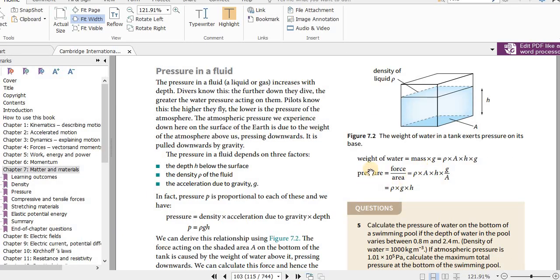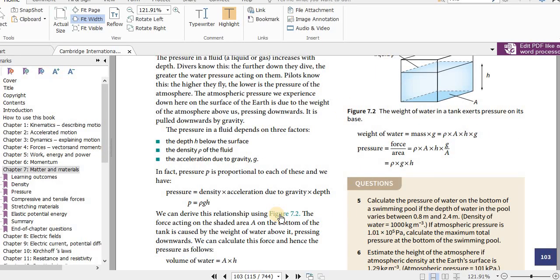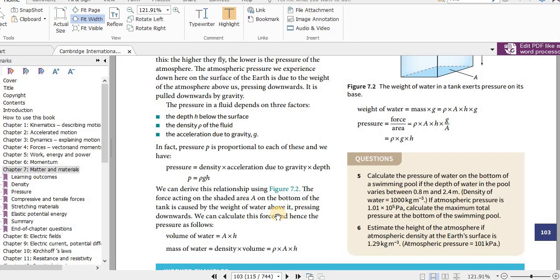Then we have the equation for pressure in a fluid. A fluid is something that can flow, like a liquid or a gas. All liquids and gases are fluids. There is an exception: even sand can flow. Just for your information, sand is a solid, but it is also considered a fluid because it can flow. But generally, liquids and gases are always fluids because they can flow.